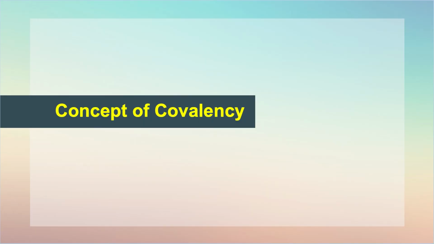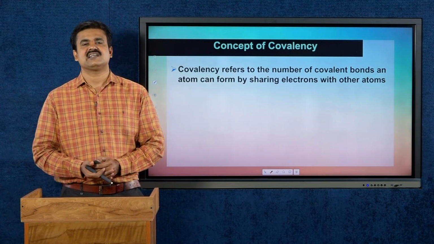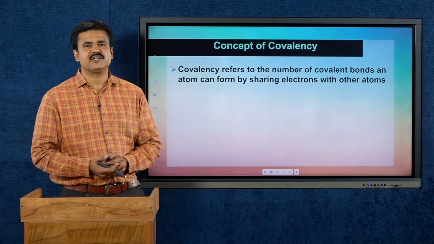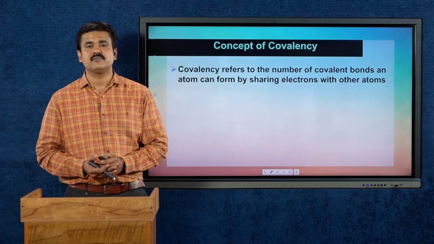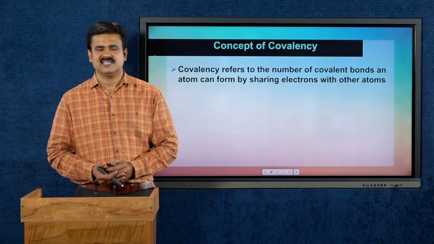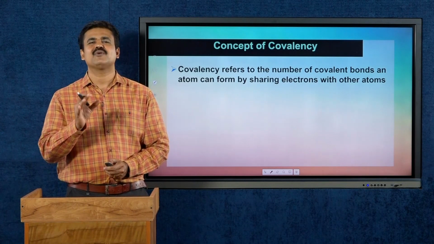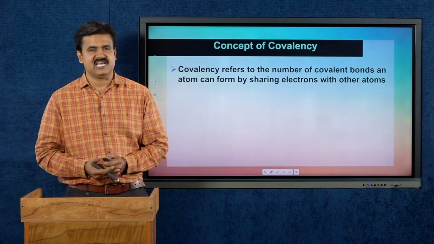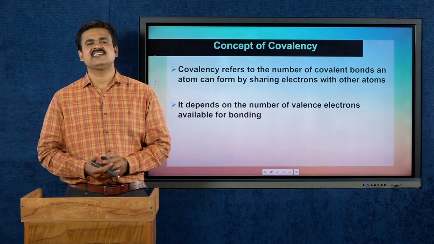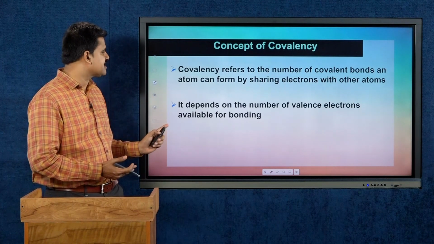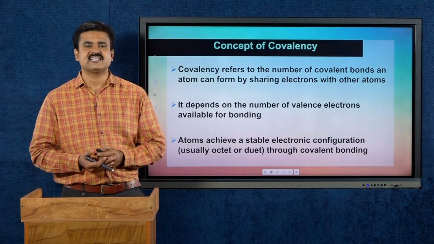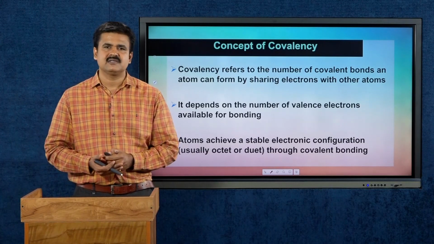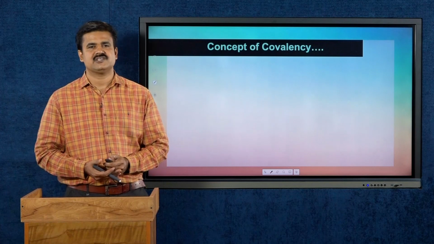Now, we are discussing the concept of covalency. Covalency refers to the number of covalent bonds an atom can form by sharing electron pairs with other atoms. That is, covalency represents number of covalent bonds that can be formed from an atom. The covalency depends on number of valence electrons available for bonding. Atoms achieve a stable electronic configuration, usually octet or duet, through the covalent bond formation.